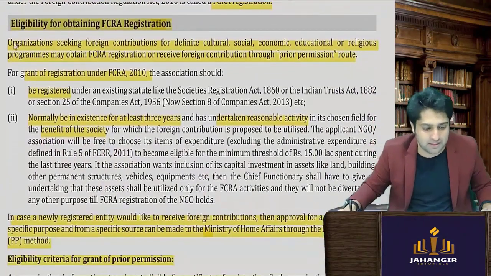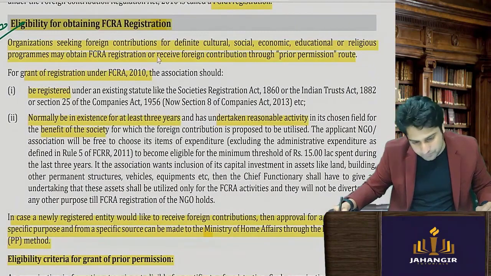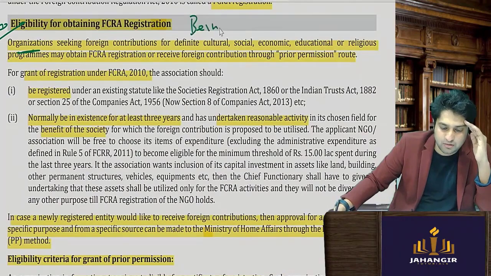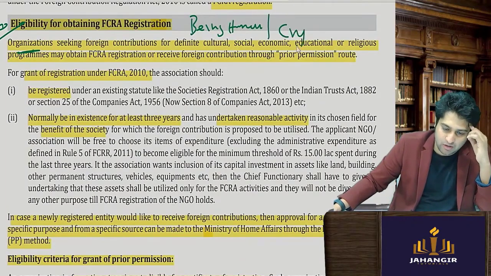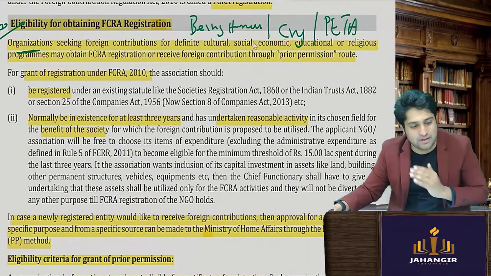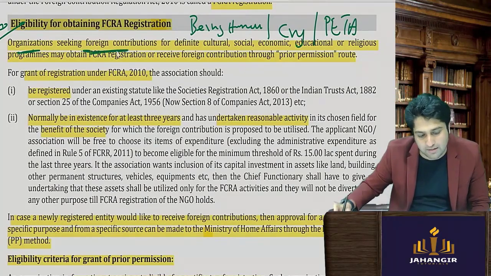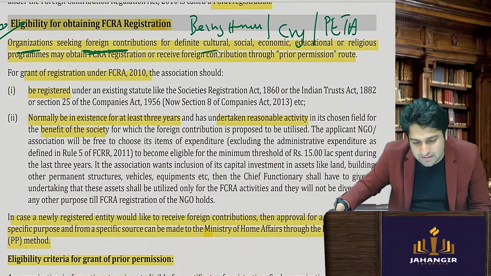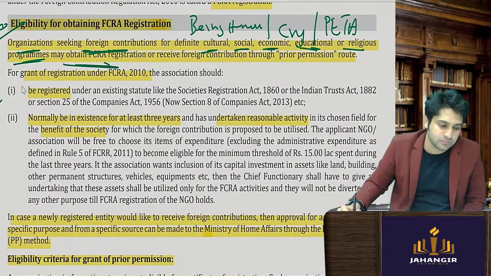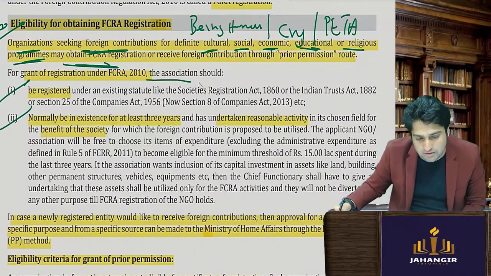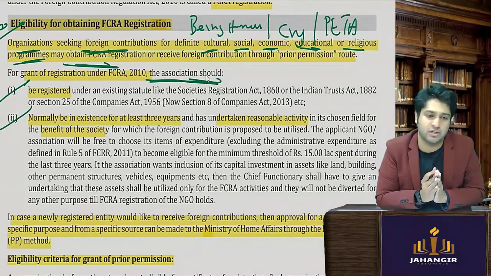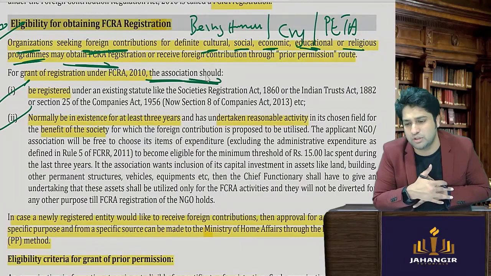Now, eligibility for obtaining registration is very, very simple. First, the organization. We are talking of organizations like Being Human, or CRY, or PETA, whatever. They are getting funding. So organizations like them who want to get foreign donations and have a definite cultural, social, economic, education or religious program may obtain it. Now, a newly incorporated Section 8 company, can they take donation from abroad? Newly incorporated, can they take donation from abroad?